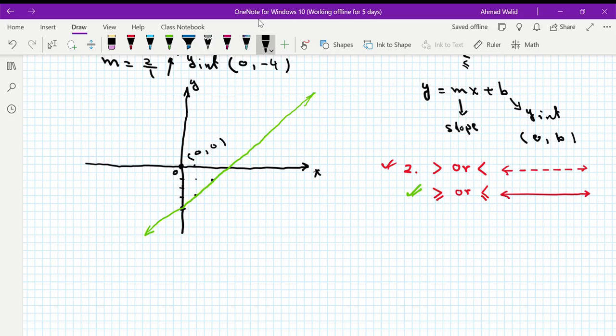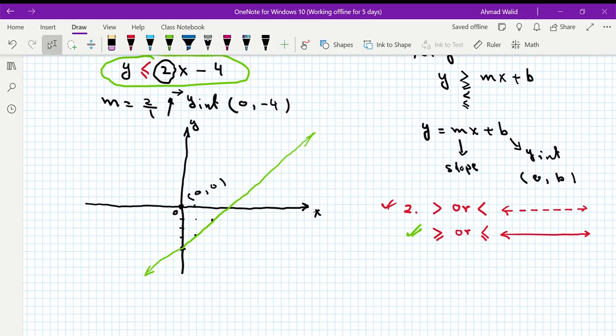I'll pick a point from one side. It doesn't matter which side you choose. Always choose the easy one, correct? (0, 0) is the easiest one. Or you can say, okay, I'll choose (1, 5). Doesn't matter, but choose an ordered pair. Please plug in your ordered pair into the resulting inequality that you saw before.